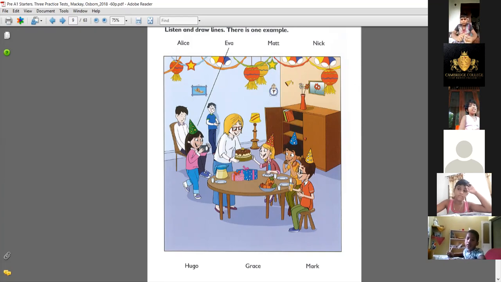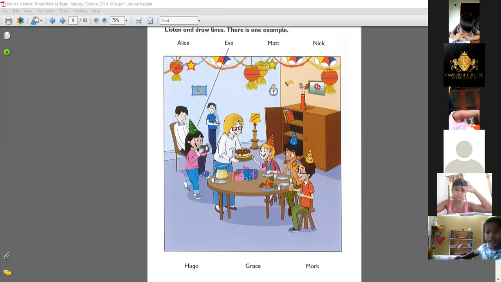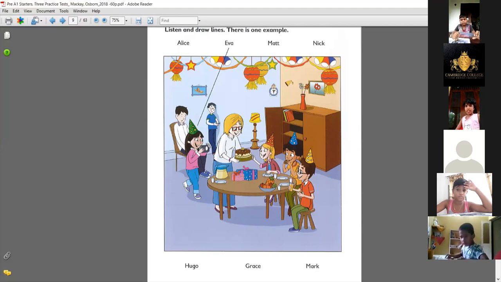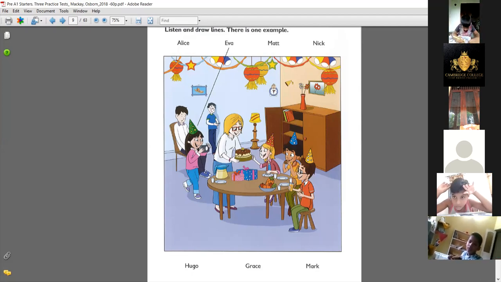This is the Collins practice. Yes. Cambridge English. Yes. Okay. Expectations. Look at part 1. Look at the picture. Listen and look. There is one example.